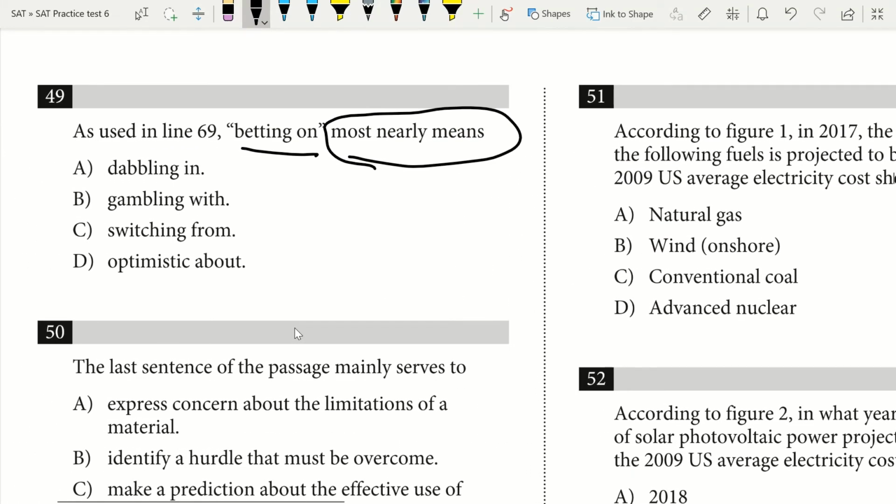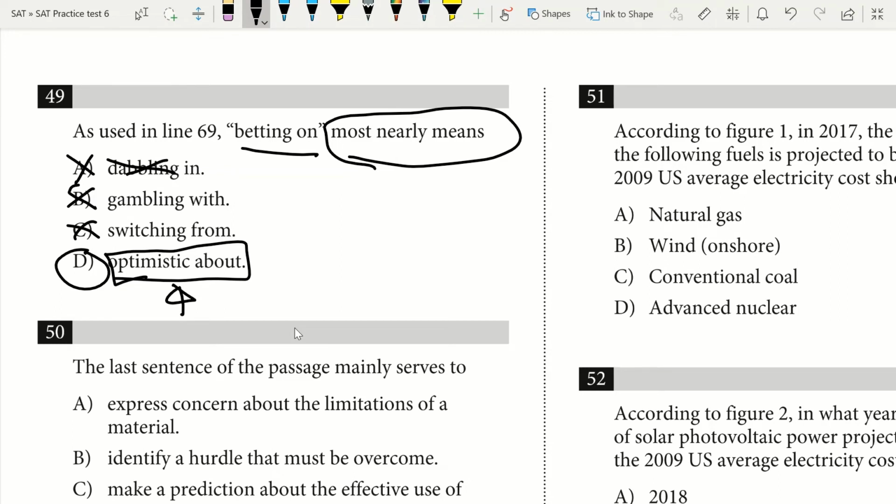Okay, so if we look at our options here for 49, we see that we do not have counting on, right? And counting on wasn't too strong. That one, it was kind of tough to come up with our own answer there, but it definitely wasn't gambling with. I explicitly said that. As far as dabbling in, he's not dabbling in it. He's really counting on it heavily, so it's definitely not a dabble. He's not switching from it, but he is optimistic about it, okay? He wants to rely on it, count on it. That's our best answer choice there. That will be our correct answer choice there. So 49 will be D.